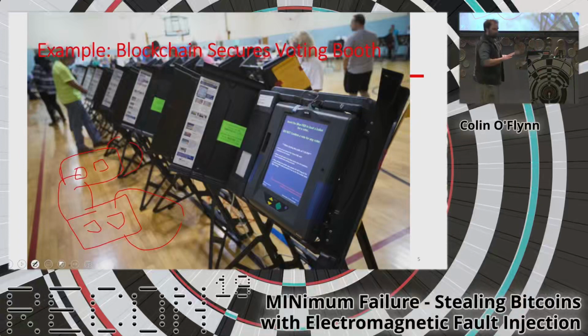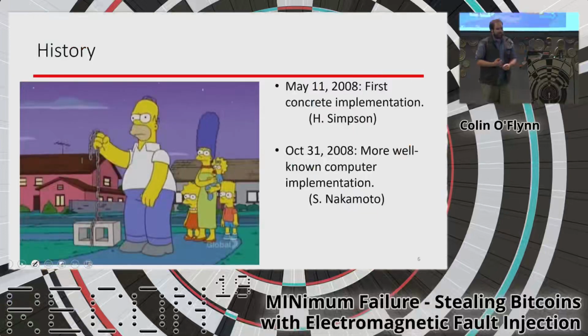So don't let people tell you blockchain is just BS for voting security and stuff. It's very useful. It's extremely powerful. And in fact, the first use of blockchain was defensive. H. Simpson in May 2008 had this implementation here. This was appropriated later to the more popular version that became the computer model.